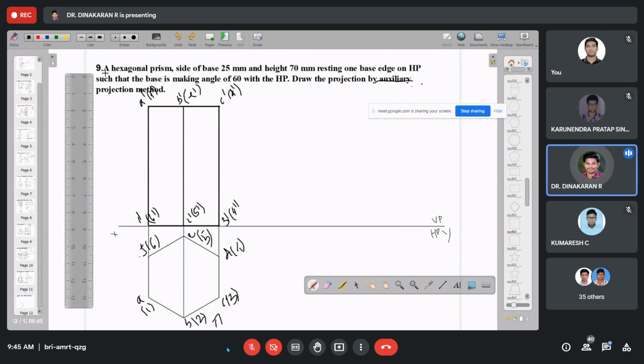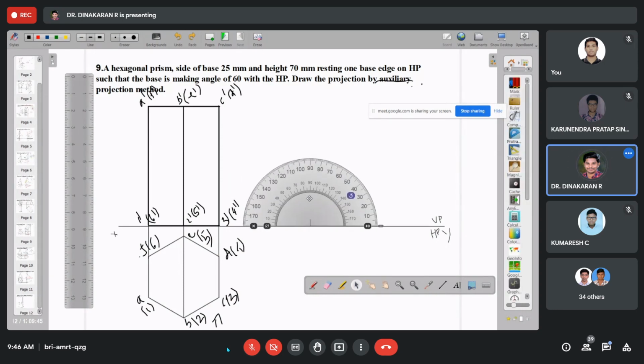So you listen carefully. Hexagonal prism of side 25 mm, height 70 mm, resting on one of its base edges on HP. So we draw it such that the base is making an angle of 60 degree with the HP. For that, we are going to draw a new reference line with respect to HP. Only the HP reference we are going to change, not the vertical plane. So I will tell you how to change.